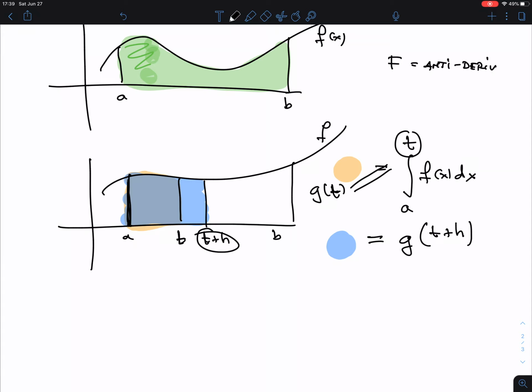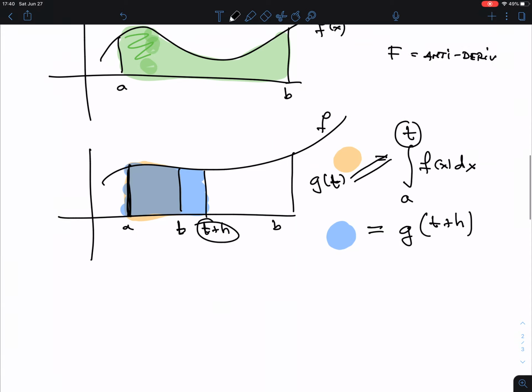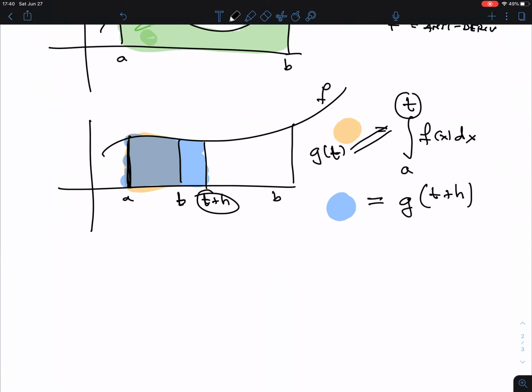Okay? Good. You following me so far, I hope? And if you don't, go back and see what I'm saying. Now I'm going to do something. I'm going to look at this difference here. Why do I do this? Because it works. That's the only thing I can say.